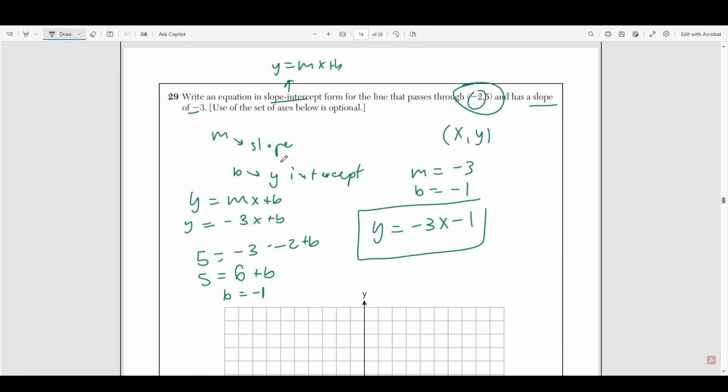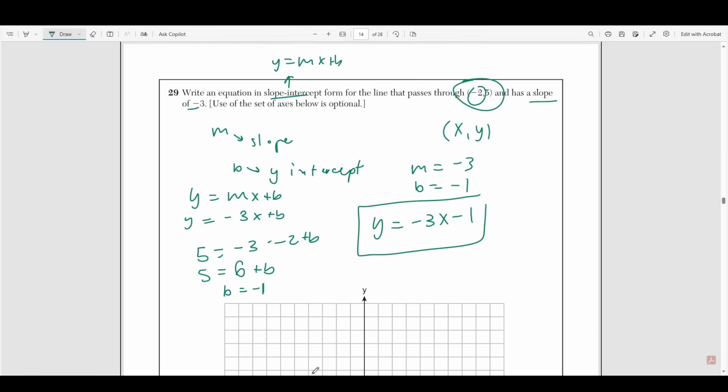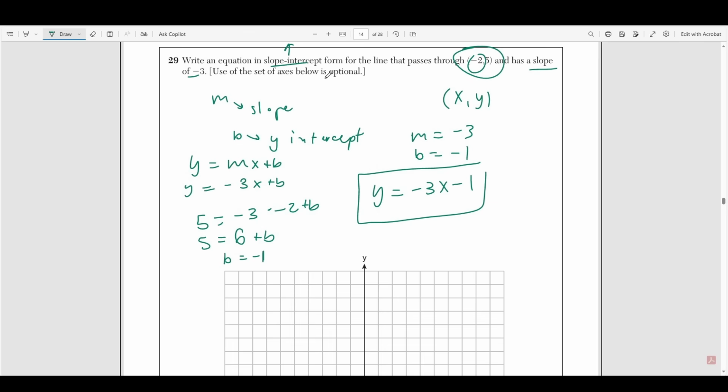But let's say that you didn't know how to do the math here. How could you have used this? Well, you understand that slope is rise over run, and when you have a slope of negative 3, that means that your rise is negative 3. So if your rise is negative, that means that you're actually falling. So you're going down by 3, and you're going to the right, or you're running to the right by 1.